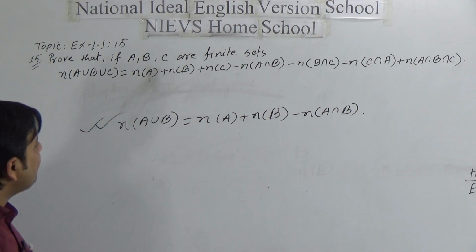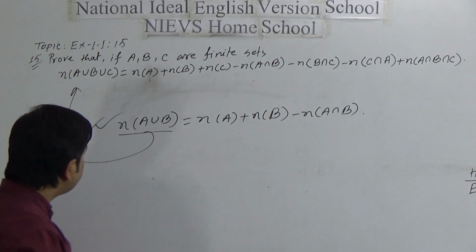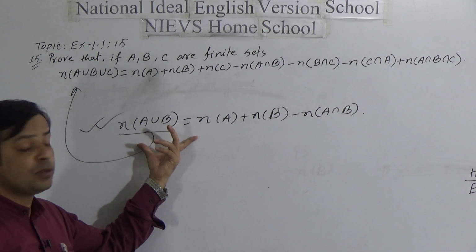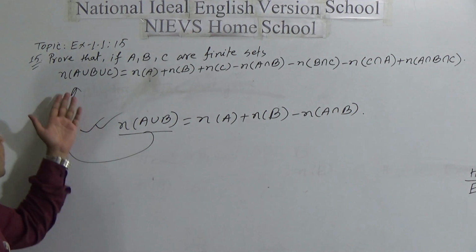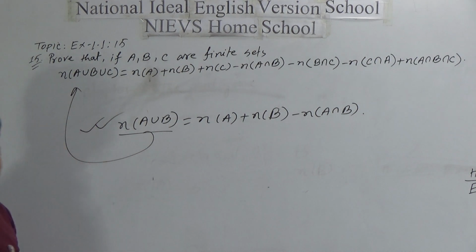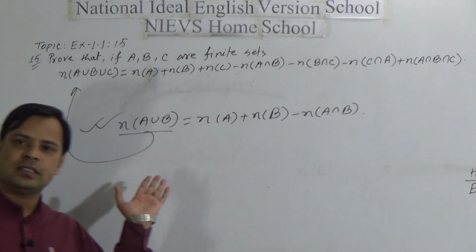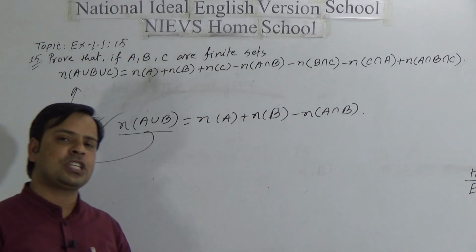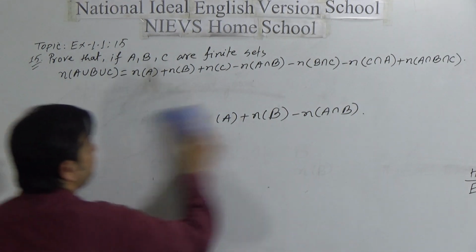Okay, dear students, now if you compare this with question 15, you will see that this formula is proved for only two sets A and B, but in question 15 three sets are given, A, B and C. It means that this question is an extended form of proposition 9. So we can solve question 15 by using proposition 9. Okay, dear students, let us see the solution of question 15.